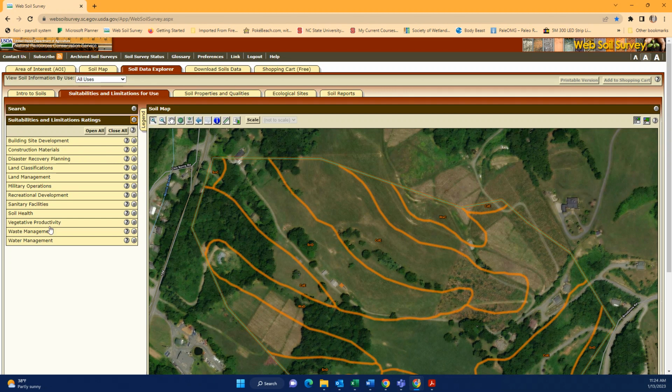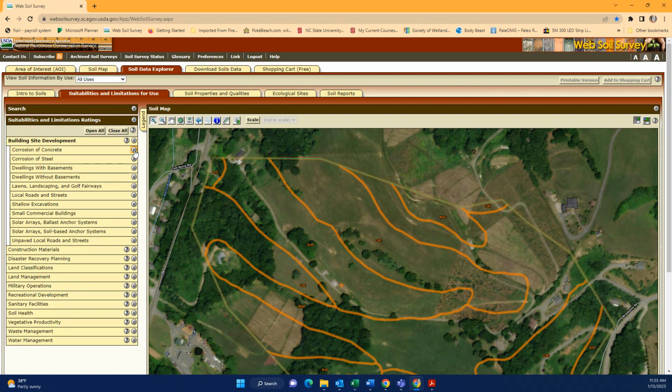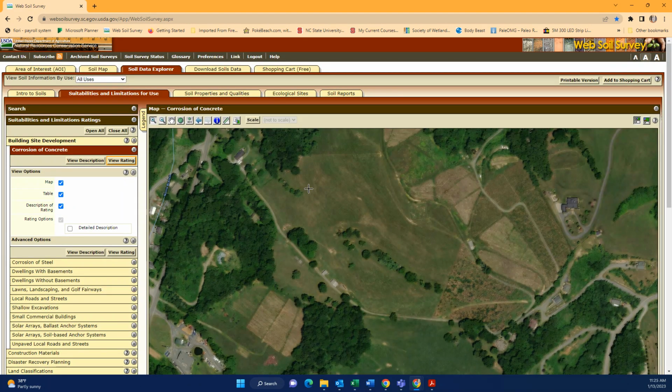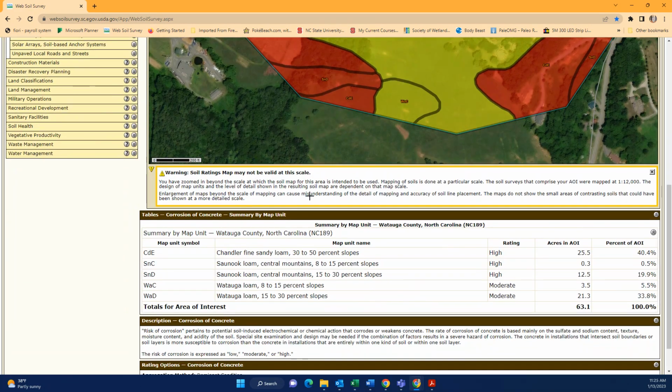So looking at this, suitabilities and limitations for use usually take some of the soil properties and qualities and quantitatively put them together to get some more information. So for a feed pad, one thing that you may want to look at is corrosion of concrete and look at the rating to see what's an issue. And that's going to tell us a little bit about our pH issues. For this, we can see that this has a pretty high rating. So these soils are probably going to be somewhat acidic and will cause the concrete to weaken over time.